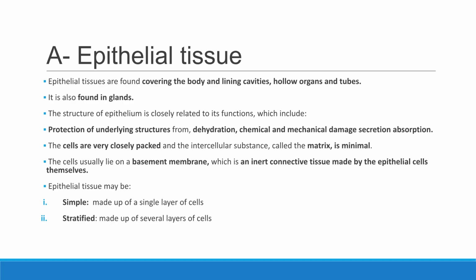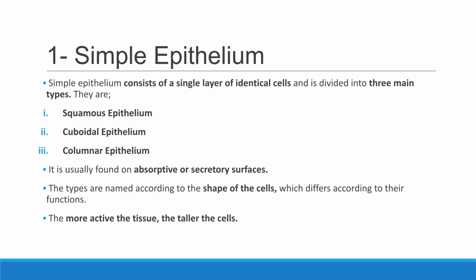Epithelial tissues cover the body and line cavities, organs, and tubes, and are also found in glands. Their structure supports functions like protection, secretion, and absorption. Epithelial cells are closely packed and lie on a basement membrane. Epithelial tissue can be simple, meaning a single layer of cells, or stratified, meaning several layers of cells.